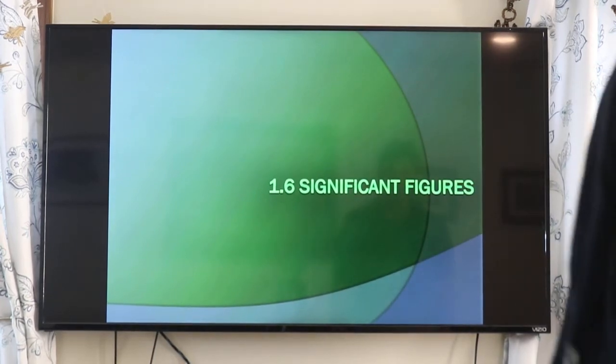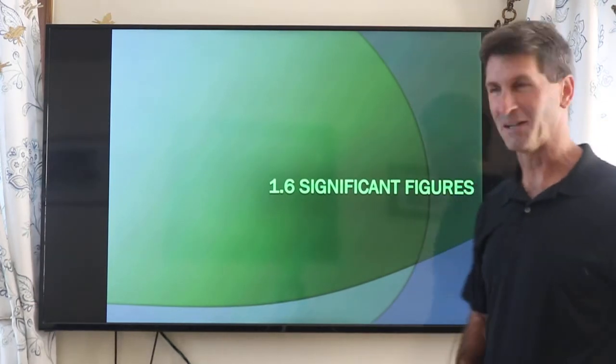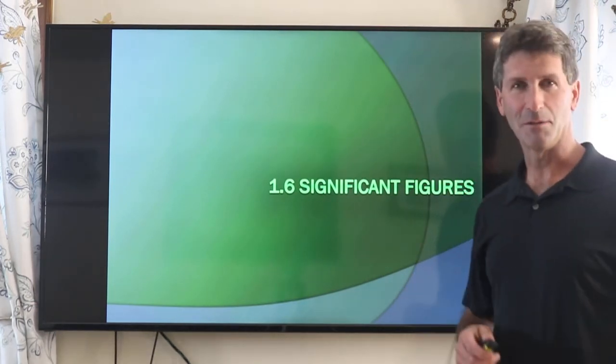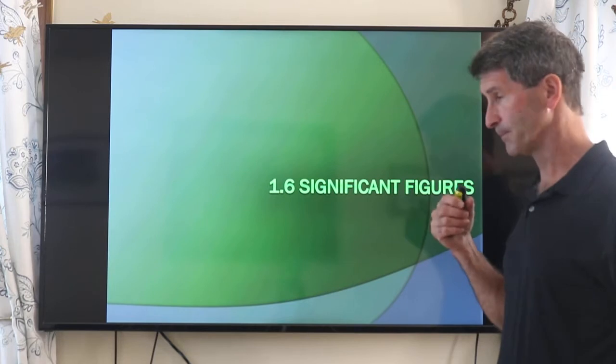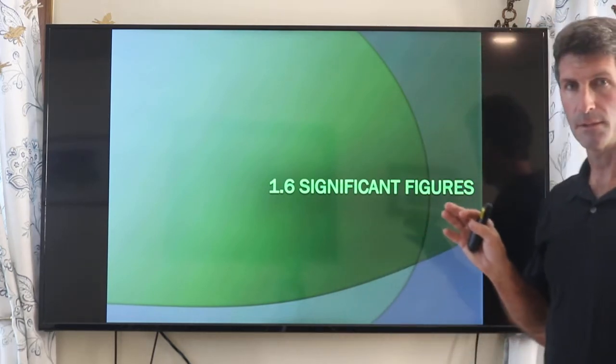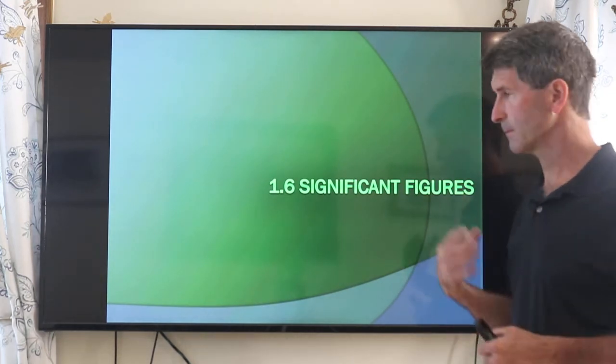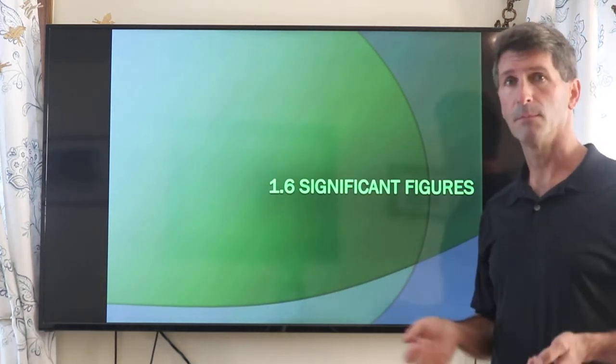Significant figures. This one's a long one. Buckle up. This goes on for a while. I might go a little bit faster through some of the sections, but significant figures is especially important, maybe not as much for the intro physics courses, but more for the labs.